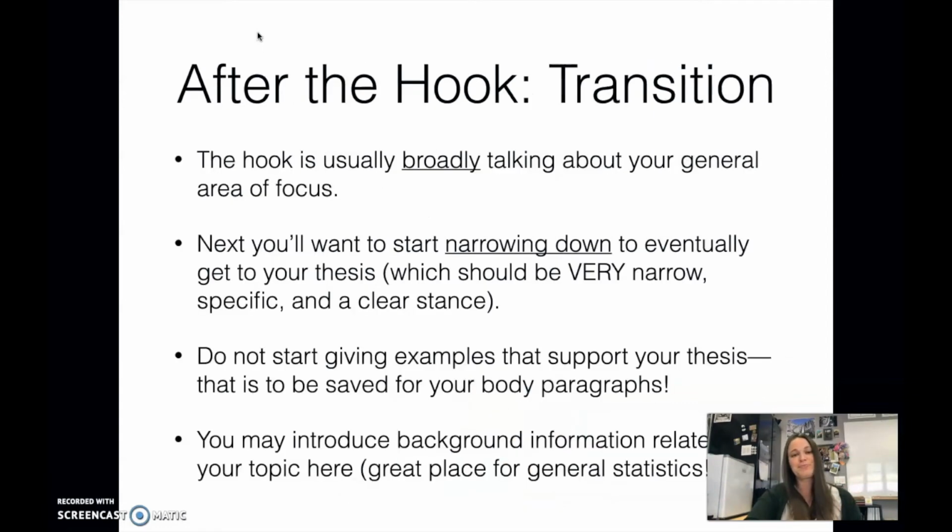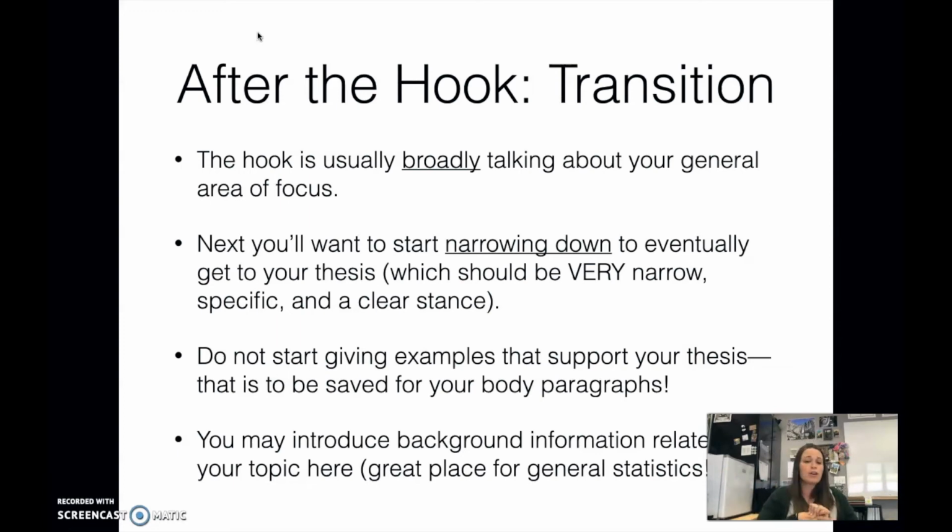After the hook, you want to make sure that you start to transition, because the hook is usually broadly talking about your general area of focus. And then you're going to want to start to narrow down, because ultimately you're trying to get to your thesis, which is going to be extremely narrow, very specific, and should include your clear stance.